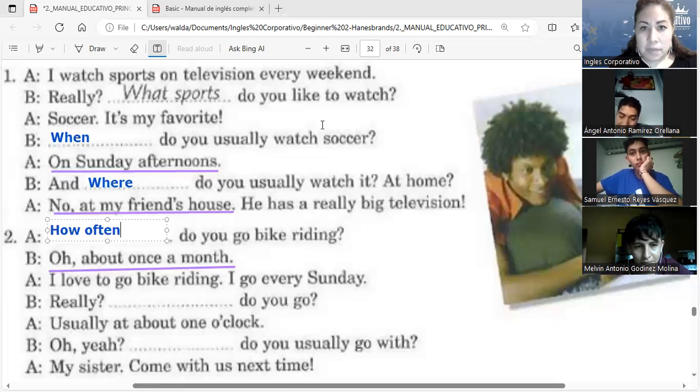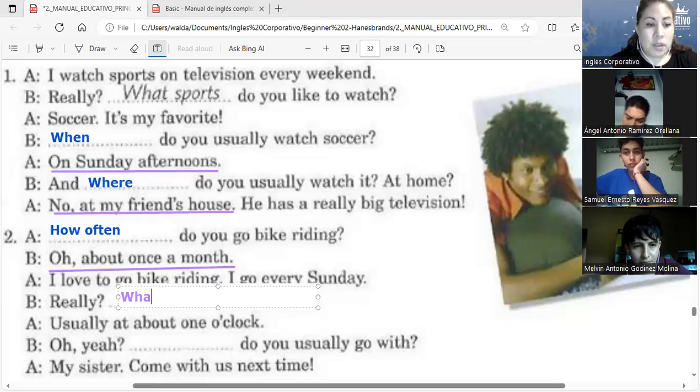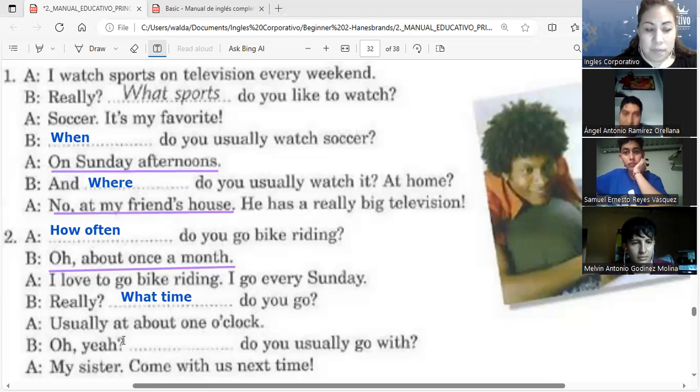And finally, we have, I love to go bike riding. I go every Sunday. Really? What time? Okay, good. What time do you go? What time? Okay, very good. What time do you go? Usually at about 1 o'clock. Oh, yeah?